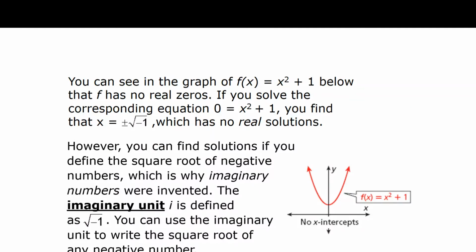You can see in the graph of f of x equals x squared plus 1, shown below, that f has no real zeros. If you solve the corresponding equation, 0 equals x squared plus 1, you find that x equals plus or minus the square root of -1, which has no real solutions. However, you can find solutions if you define the square root of negative numbers, which is why imaginary numbers were invented. The imaginary unit i is defined as the square root of -1. You can use the imaginary unit to write the square root of any negative number.